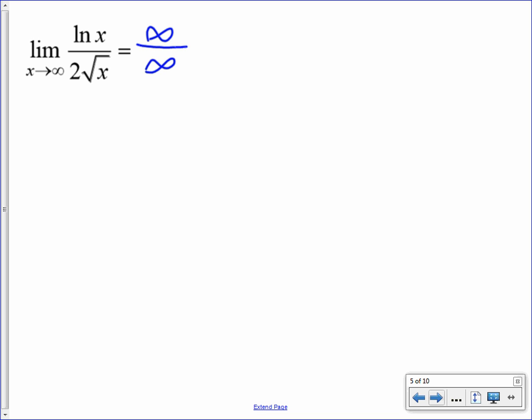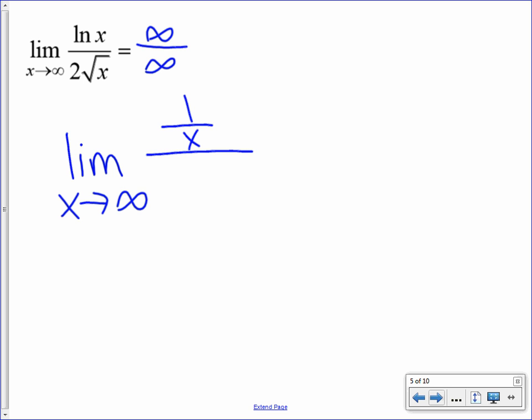Okay. So infinity over infinity, this is indeterminate. Yes, it is. Okay, so we can apply L'Hopital's rule. Derivative of the numerator: 1 over x. Over the derivative of the denominator: 2 times the square root of x.